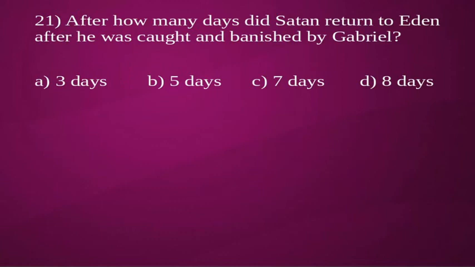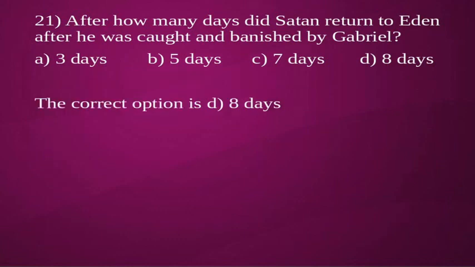Question number 21 is, after how many days did Satan return to Eden after he was caught and banished by Gabriel? Option A, 3 days. Option B, 5 days. Option C, 7 days. And option D, 8 days. The correct option is D, 8 days.